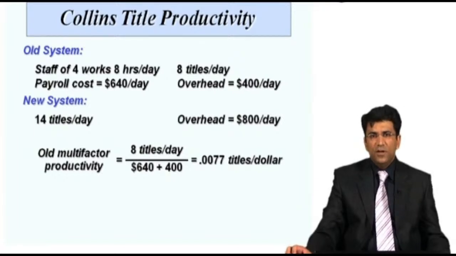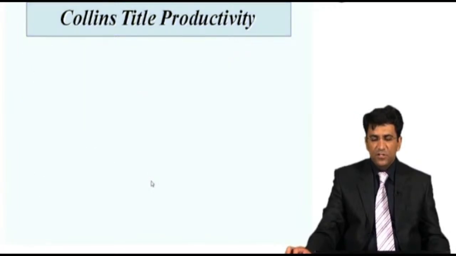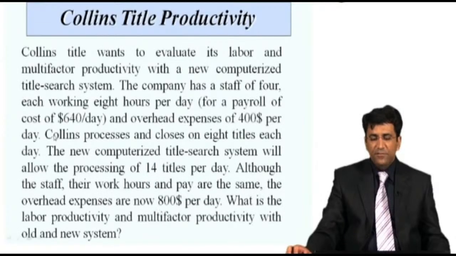Now students, as I told you, we just calculated the labor productivity, that is the single factor productivity model, in which we used only labor as input. But if we are interested in calculating the multi-factor productivity model, this example has been taken from your textbook of Heizer, and you can also see this solved example in your textbook. In this case, we take as input the overhead cost as well as the other cost given in this example. You can see we are provided with 2 types of cost: the payroll cost of $640 per day and overhead expenses of $400 per day, which were for the old system.